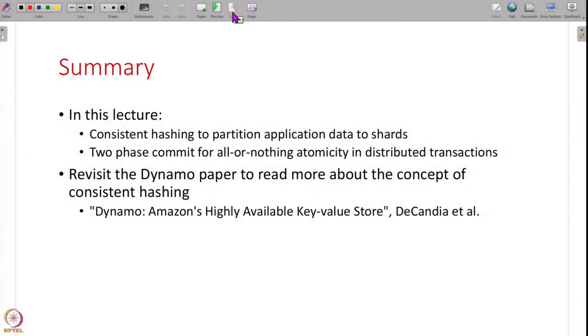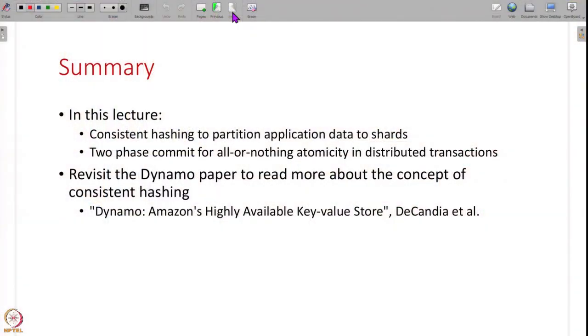So, that is all I have for this lecture. In this lecture, I have talked to you about two things mainly. One is how do you partition application data across shards in a way that is stable even if nodes fail and so on. And the other thing is how do you do all or nothing atomicity in a distributed setting like this, in a distributed transaction using the two-phase commit protocol. You can read this Dynamo paper that I have pointed to you earlier. This also has more detail about the concept of consistent hashing. You might study that more, and this idea is widely used in many real life systems today. So, please read up a little bit more on it to understand it in more depth.